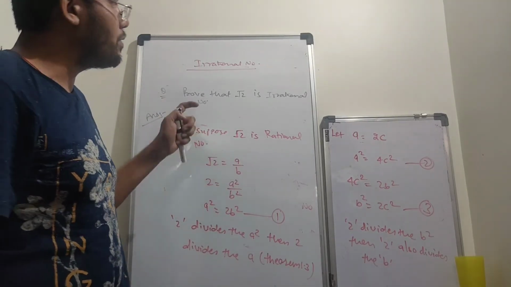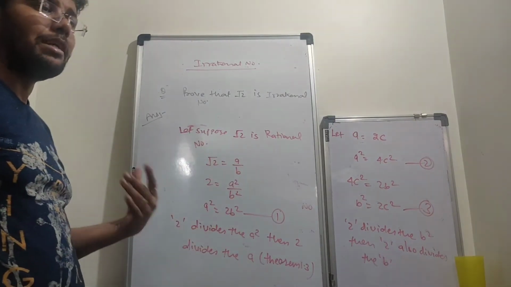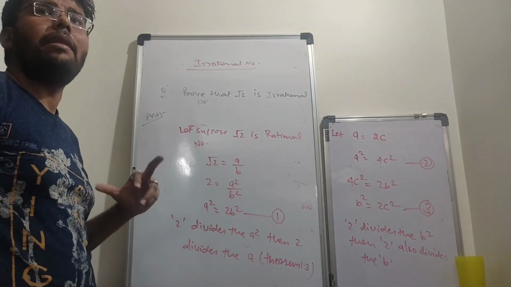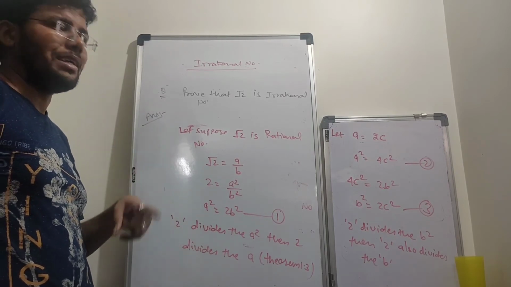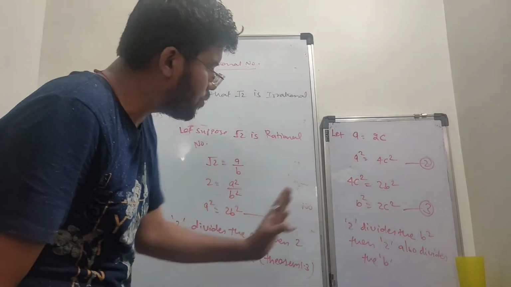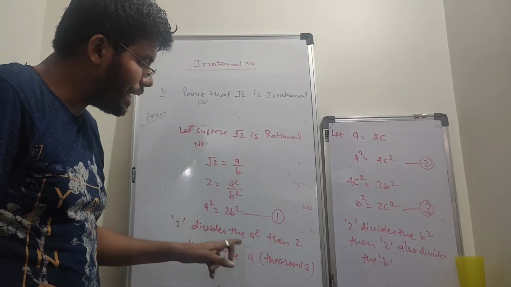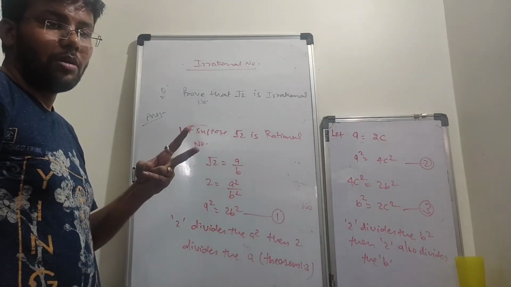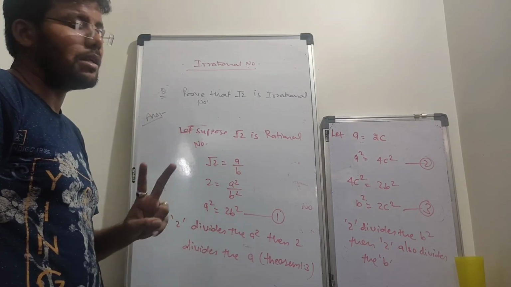But according to the definition of rational number, what we are saying is that a number is said to be rational if both A and B, or both P and Q, have only one common factor, and that common factor is only 1. But here, by observing equation 1 and equation 3, we observe that both A and B have two common factors, one is 1 and another is 2.